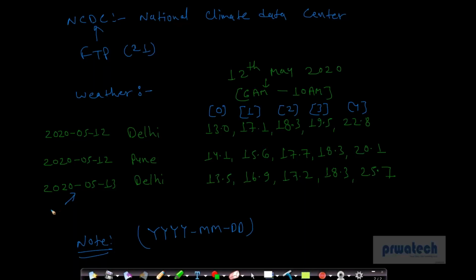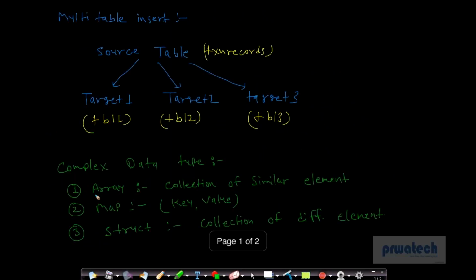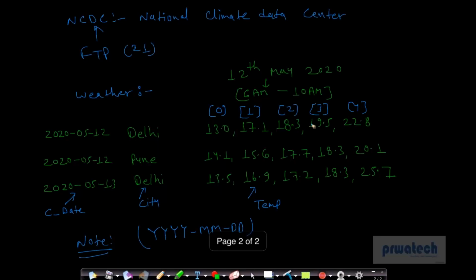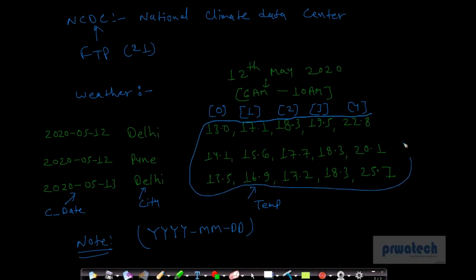This is my column number 1. I'll keep this as the current date. This is my city, and this is my temperature. Now, all these temperatures are collections. That's what I'm saying: an array is a collection of similar elements. All the data are double types, with values after the decimal, and this is one field. This entire result is one column. This whole row, this complete record, will go to one column only. It's not individual columns separated by commas.